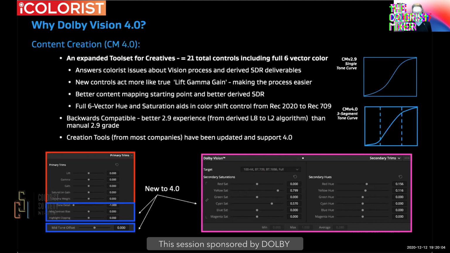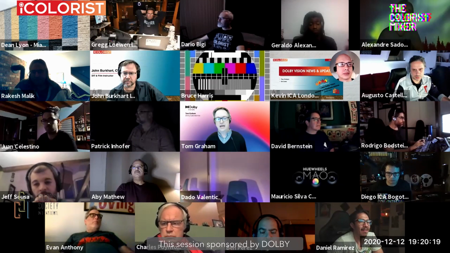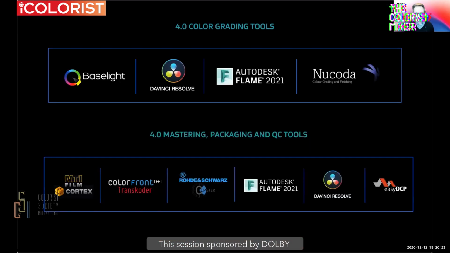So most of the partner tools have been updated to 4.0, but just so we cover that, these are the top color grading systems that now support the full Dolby Vision 4.0 workflow: Baselight, Resolve, Flame 2021, and Nucoda. And then in terms of mastering, packaging, and QC tools, Cortex, Transcoder, Clipster, Flame again, Resolve again, and Easy DCP all have 4.0 support. So what does this all mean?